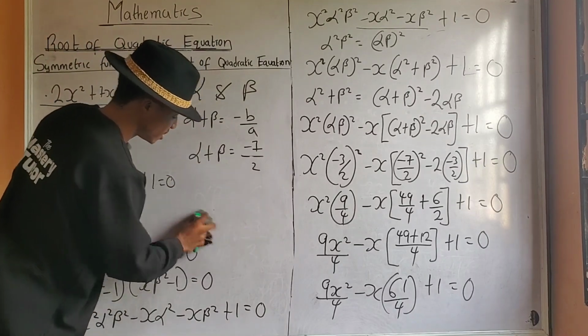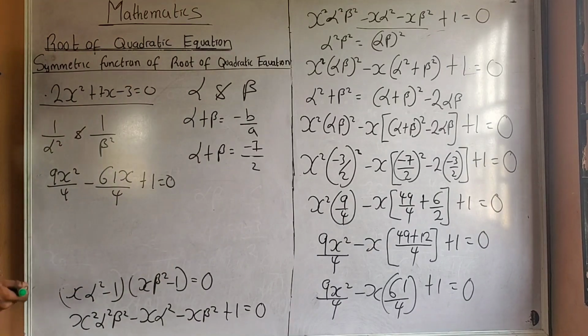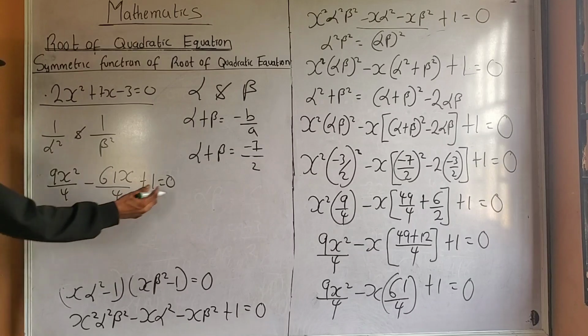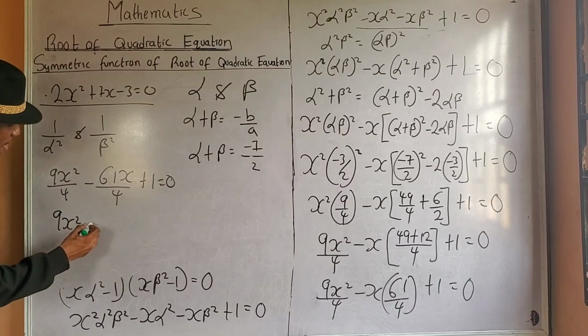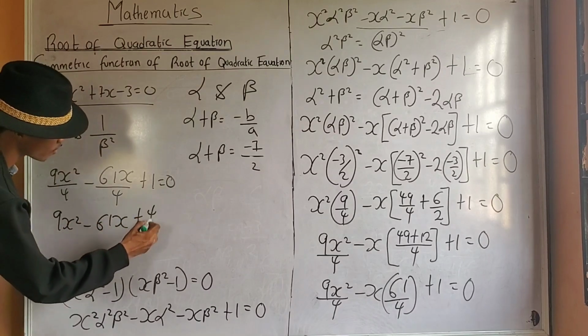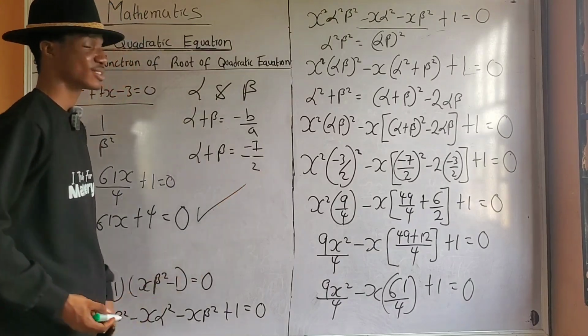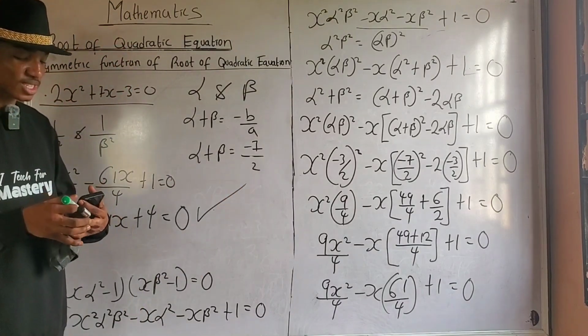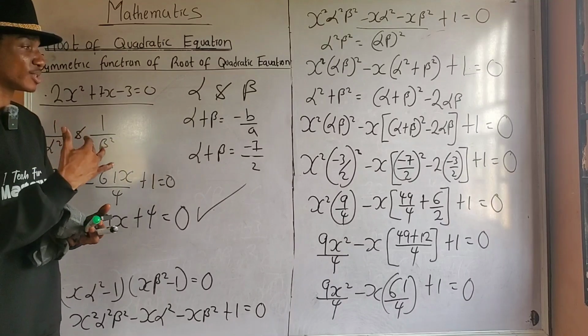Please, permit me to erase this so that we won't get confused. Now, we can change this equation from fraction by multiplying all through by 4. So I'm going to have 9x squared minus 61x plus 4 equals to 0. Do you understand? So that is the solution to the question. You can see that the question is simple. If you encounter this kind of question in the exam, please approach it gently, okay? It's simple. Approach it gently.